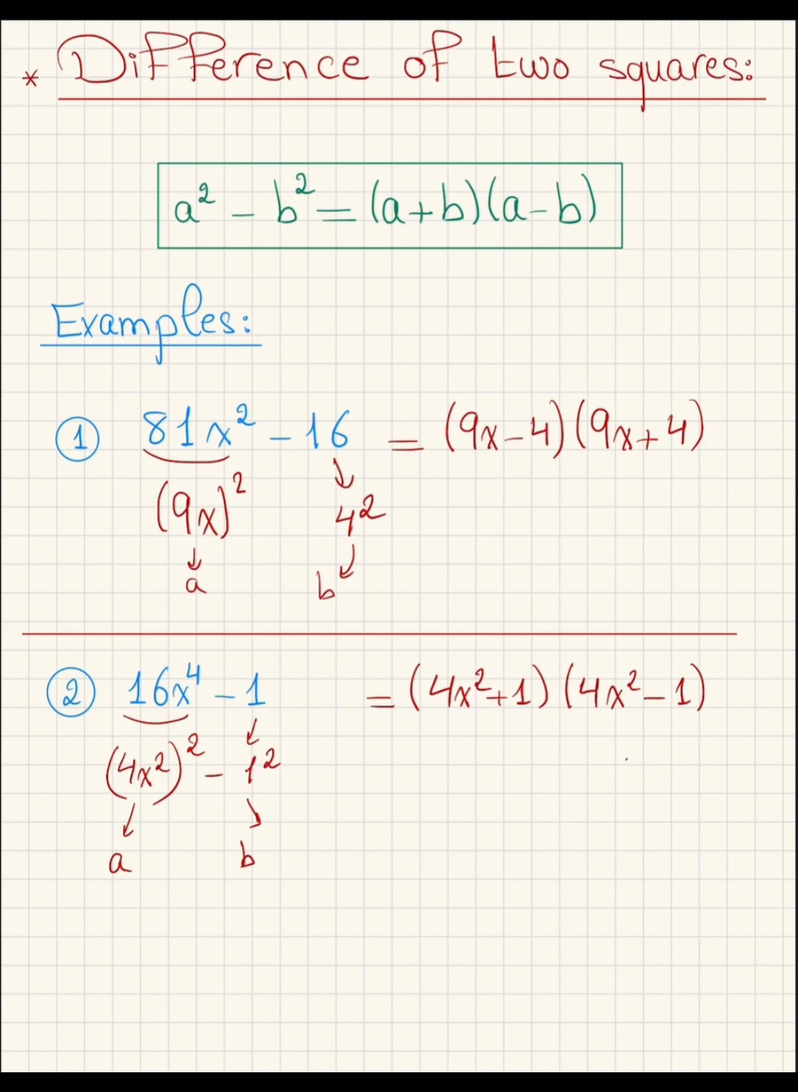Why? Because first of all, it is a difference, and 4x squared is again another perfect square, that is 2x to the power of 2, and 1 is 1 squared, which means I can go further. So 4x squared plus 1 remains as is. And here we got another difference of two squares. So that is 2x minus 1 multiplied by 2x plus 1. And now it is the final answer.